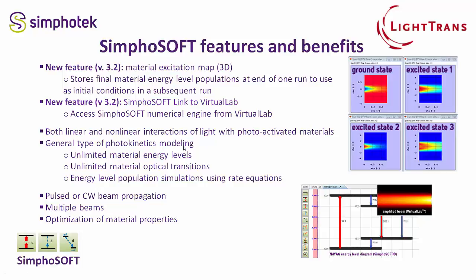You can do photokinetics modeling, where you have an unlimited number of material energy levels and an unlimited number of optical transitions, and you can use the program to calculate what the energy level populations are using rate equations. Simultaneously with the solution of rate equations, SimphoSOFT also does beam propagation of the light going through the sample, either for pulsed or CW beams. SimphoSOFT can handle multiple beams, 2 or more beams of light, and you can optimize material properties in SimphoSOFT.